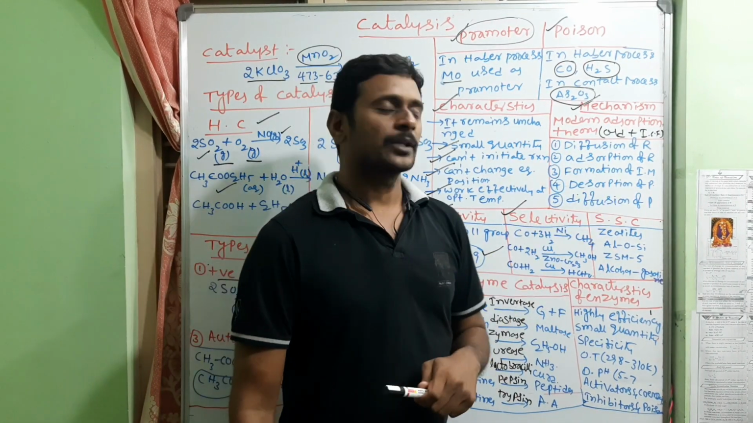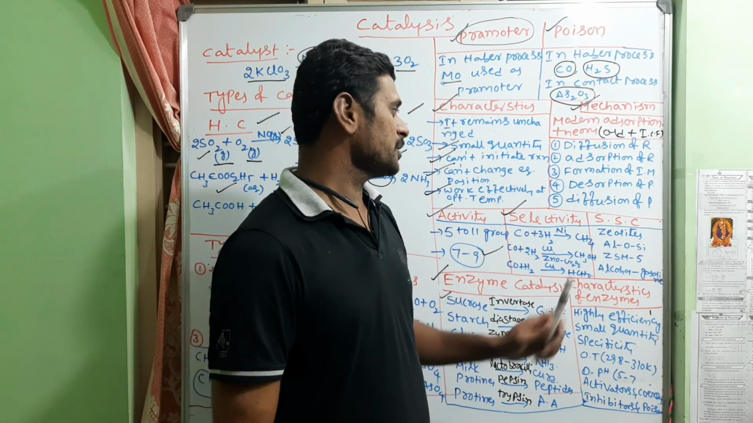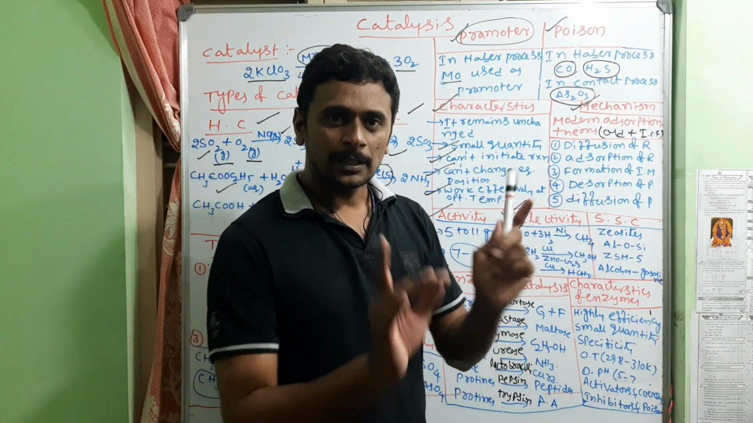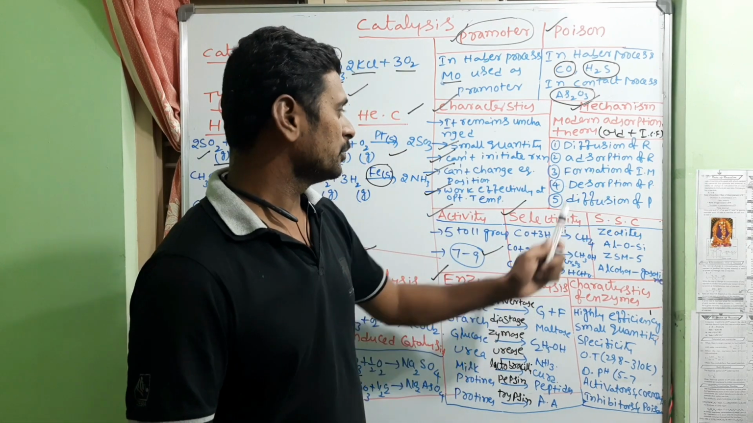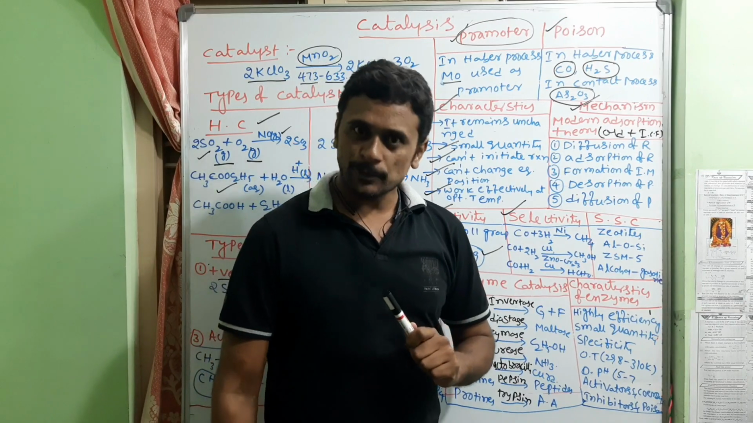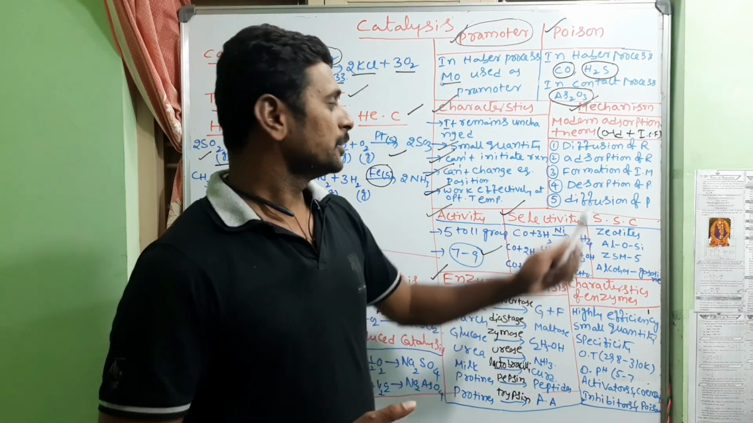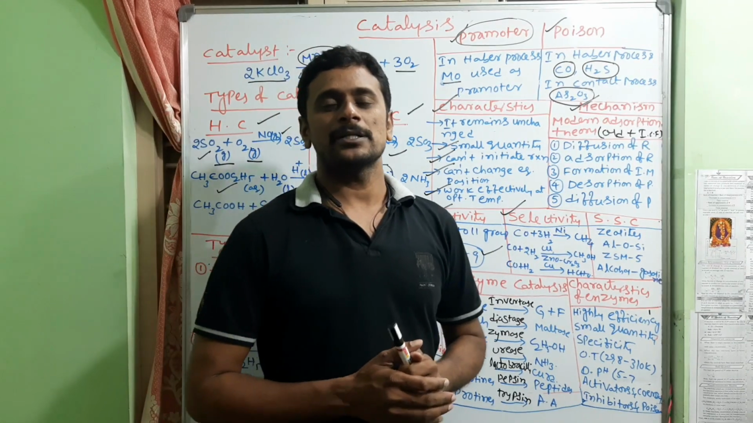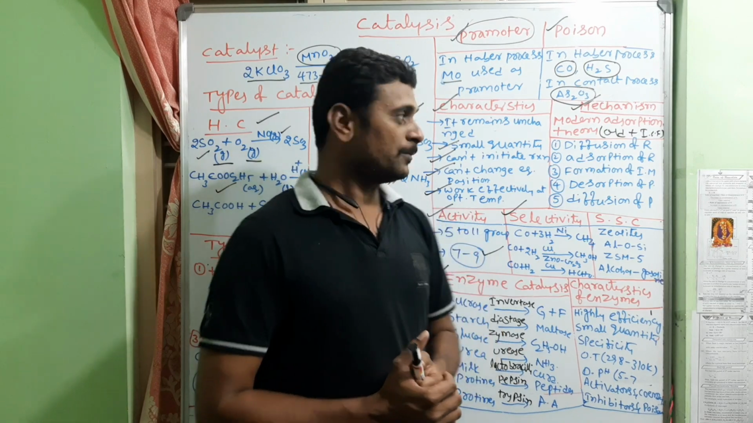The first one is diffusion of reactants. The second one is adsorption of reactants. After adsorption, what happens? A chemical reaction takes place, that is, formation of the intermediate compound. And the next one is desorption of product, and the last one is diffusion of product. These are the 5 important points that take place in the mechanism of the modern adsorption theory.